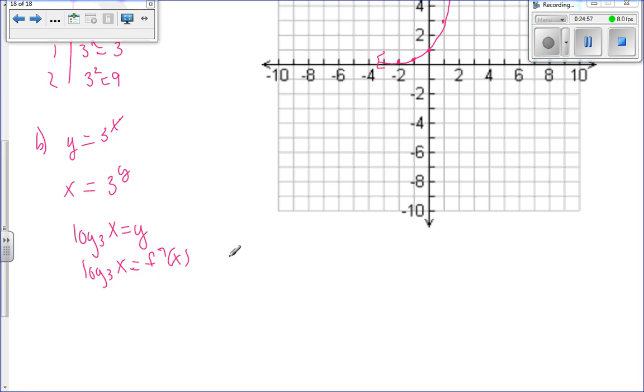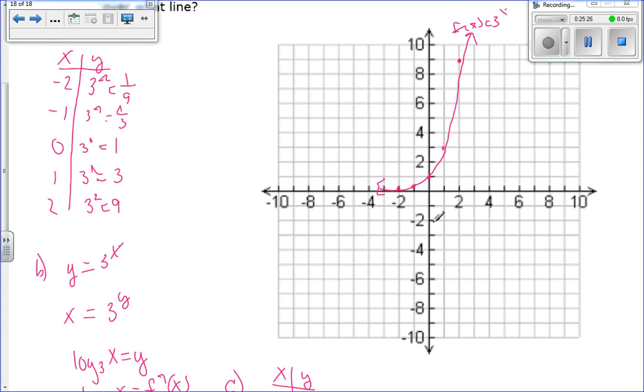Part C says to graph the inverse. Well, remember we said we just switch x and y. So the x-values become 1/9, 1/3, 1, 3, and 9, and the y-values become -2, -1, 0, 1, 2. And we graph that and just estimate. And you don't actually cross the axis, you get really close to it. And we call it a day.